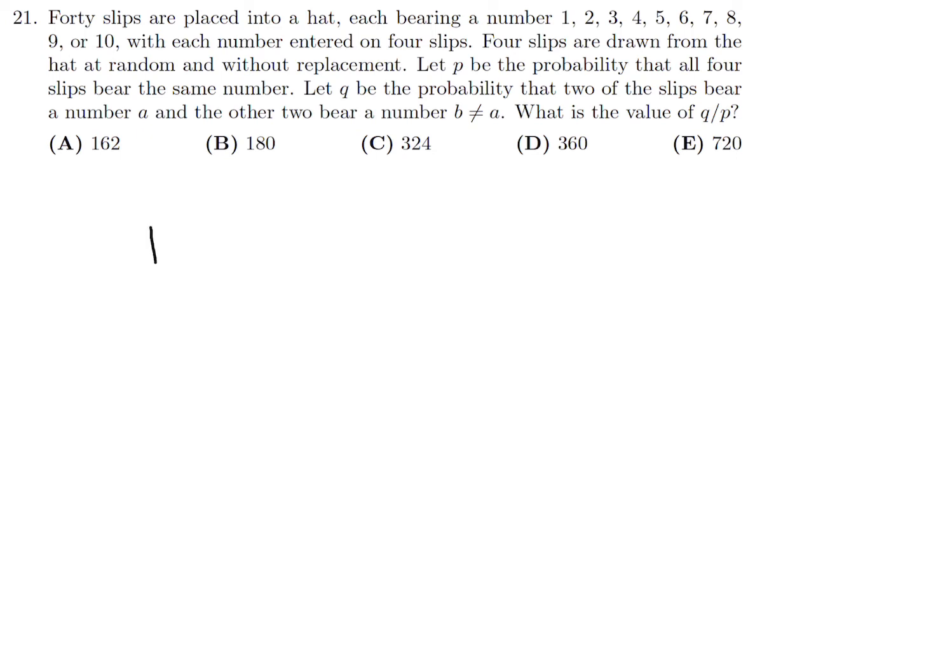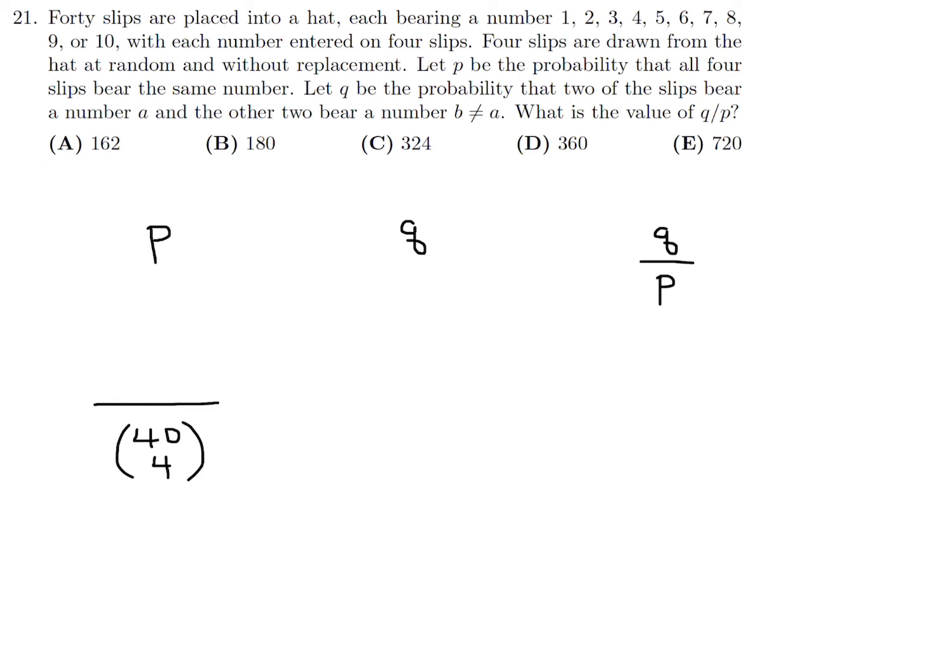Let's first figure out P, then we'll figure out Q, and then we can figure out Q over P. So P, it's a probability, and therefore the denominator will be the total number of ways of doing what they're asking us to do, which is choosing 4 slips out of 40. And we do that in the following way: 40 choose 4.